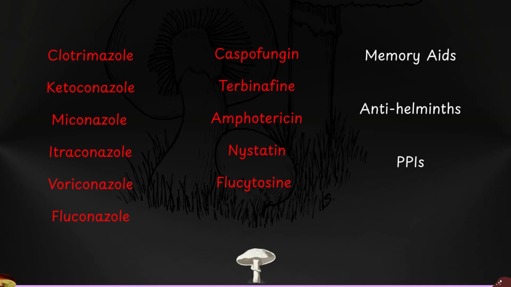So we're going to go through the following antifungals: clotrimazole, ketoconazole, miconazole, itraconazole, voriconazole, and fluconazole, as well as caspofungin, terbinafine, amphotericin, nystatin, and flucytosine. I'm going to then follow up with some memory aids, how to best remember these medications, their mechanism of actions, or other important information. And then I'm going to help you to understand how to delineate antihelminths and PPIs from antifungals as per their names.